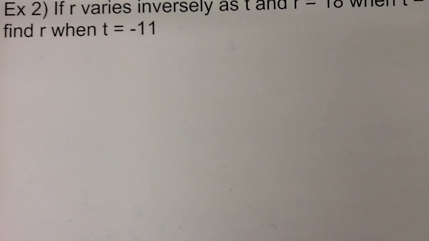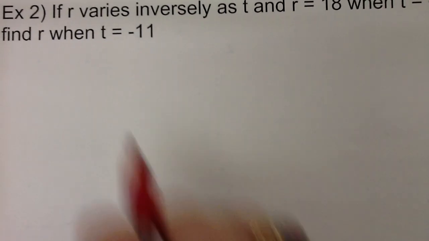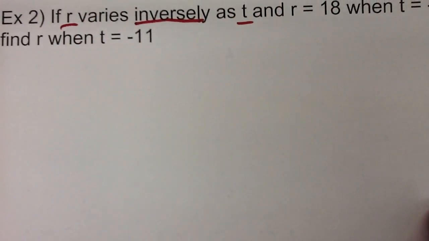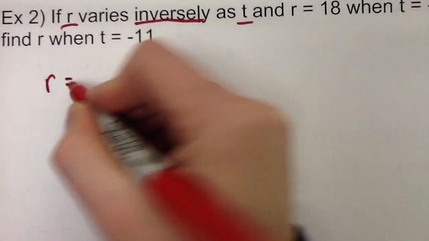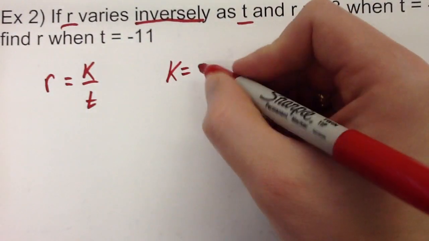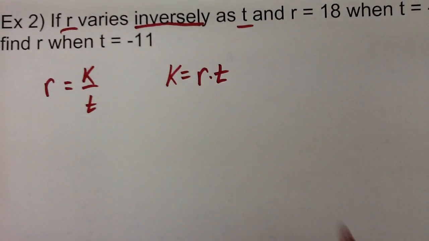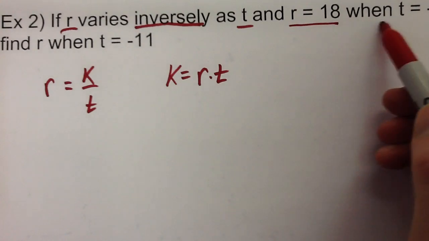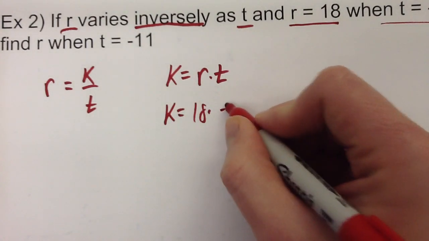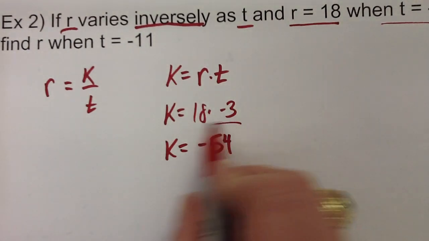So let's do an example. If r varies inversely as t, so again, underline your variables, we want to know how they vary and set up our equation. So r would be your constant over t. Or if you want to solve for your constant, which I'm going to ask you to do, then r times t. Okay? Well, if r is 18 when t is negative 3, then that's 18 times negative 3. That's negative 54. Okay, so k is negative 54.